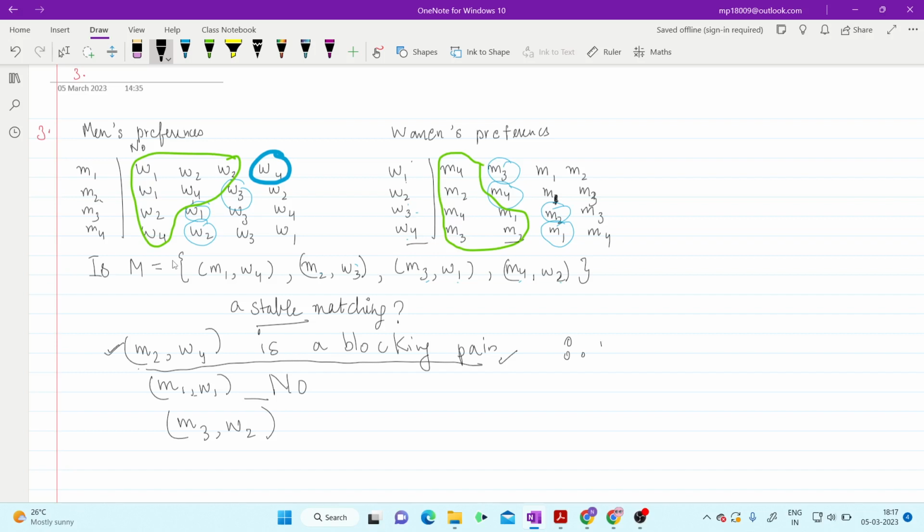No, M3W2 is not a blocking pair because W2 prefers M4 over M3. Okay. So M1W3 is a blocking pair. Yes, M2W4 is a blocking pair and M1W3 is also a blocking pair. Right.